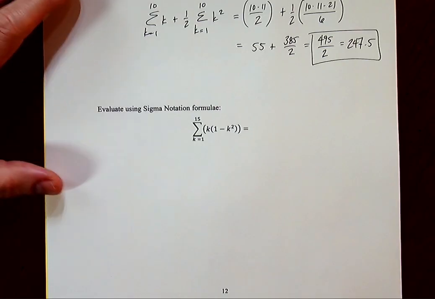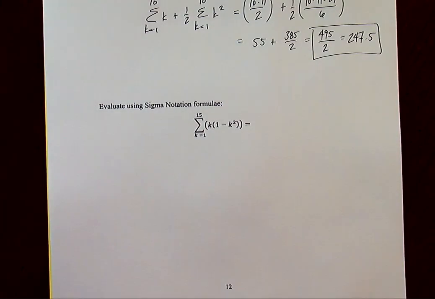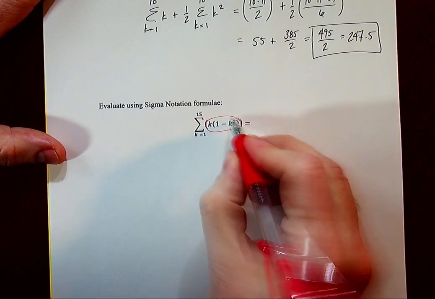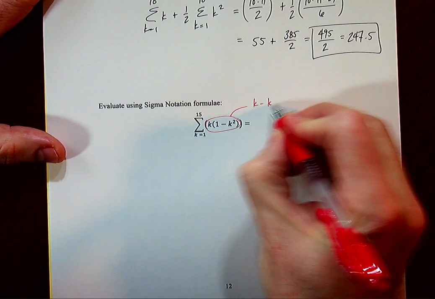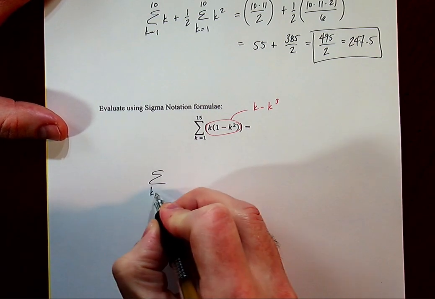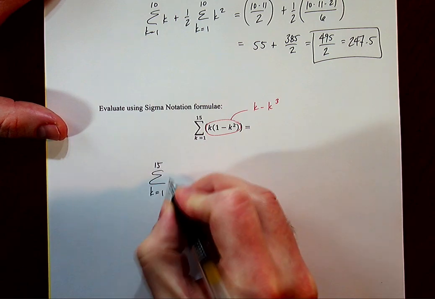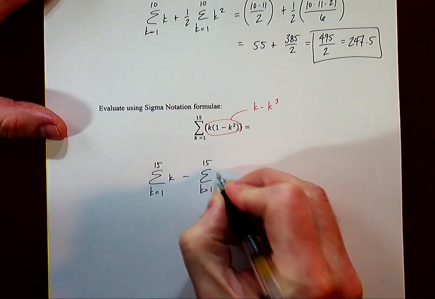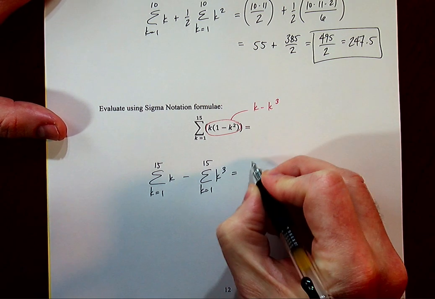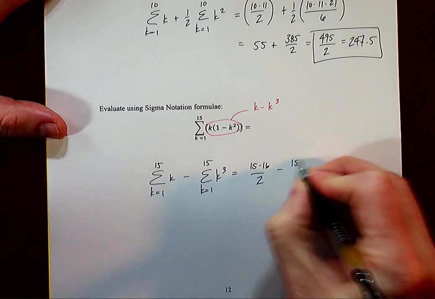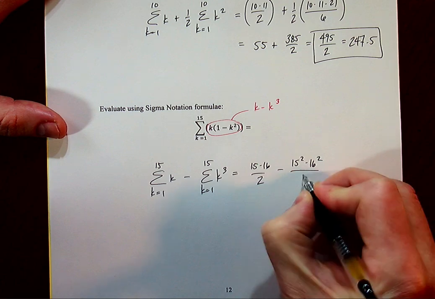All right, and this next one, the only thing that needs to happen here in order to actually execute it, before you pull it apart, you need to recognize, if only in your head, the fact that that's k minus k cubed once you distribute that k. And so sigma 1 to 15 of k minus sigma 1 to 15 of k cubed, and that's going to be 15 times 16 over 2, and that's going to be 15 squared times 16 squared over 4.